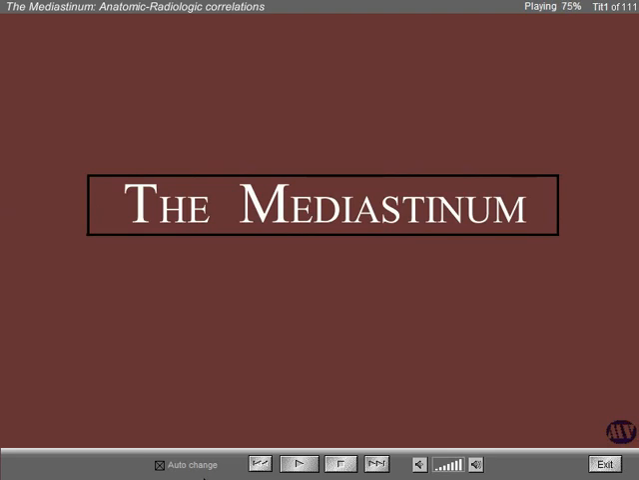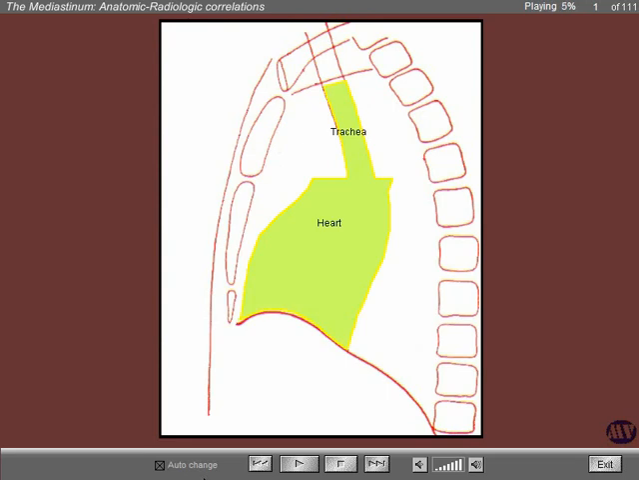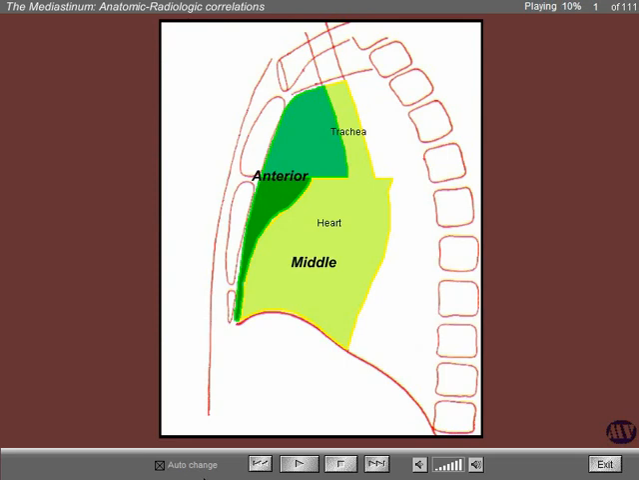It is a septum that has an anterior border, the sternum, and posteriorly the ventral aspect of the thoracic vertebral column. In this diagram of the mediastinum, we see that the heart is the central structure that divides the mediastinum into an anterior, middle, and posterior.